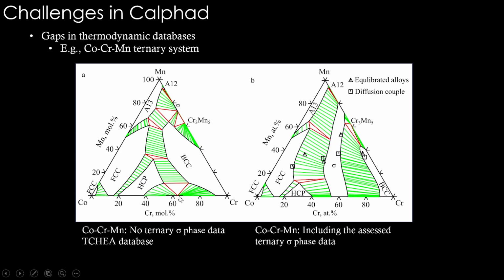You can see sigma phase in the binary side here. In the Co-Cr side, there is a sigma phase, and in the Cr-Mn side, there is a sigma phase here. Another black line you can see here. So they are only in the binary side. There is no ternary sigma. Whether sigma phase extends into ternary side or not, we don't know, because that's not included in the model.